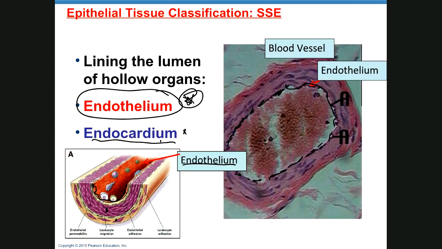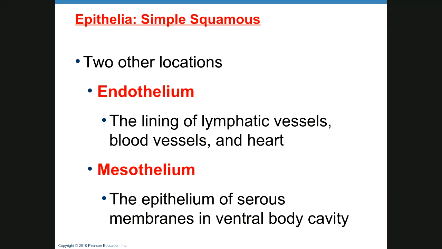So definitely know endothelium. Now, down here, back to this PowerPoint, the other special location for simple squamous epithelium is mesothelium. Mesothelium is the simple squamous epithelial tissue found in serous membranes, lining serous membranes. Remember serous membranes from chapter 1.